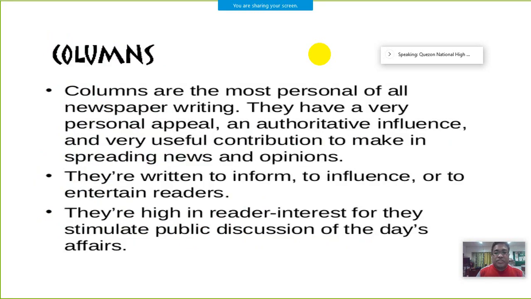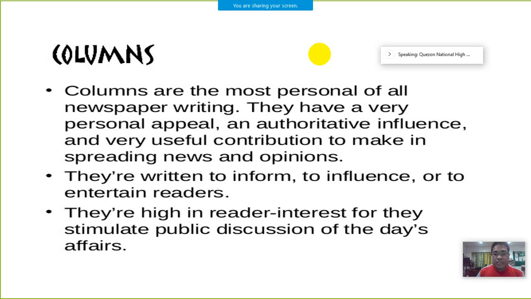So columns are the most personal of all newspaper writing because if you try to browse newspaper pages, this is the article where the picture of the columnist is laid out and it has a regular column title. That makes it personal because the picture of the writer is there, and the approach is somewhat also personal. So columns have a very personal appeal, authoritative influence, and a very useful contribution to make in spreading news and opinions.